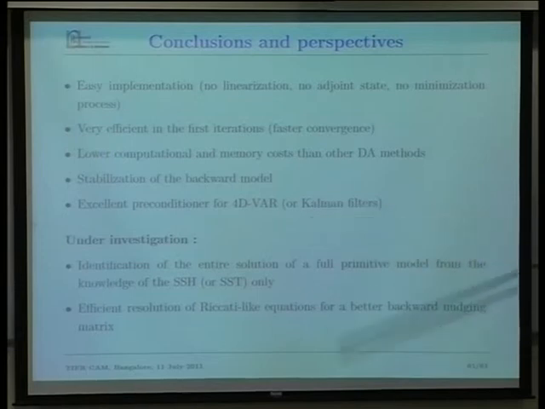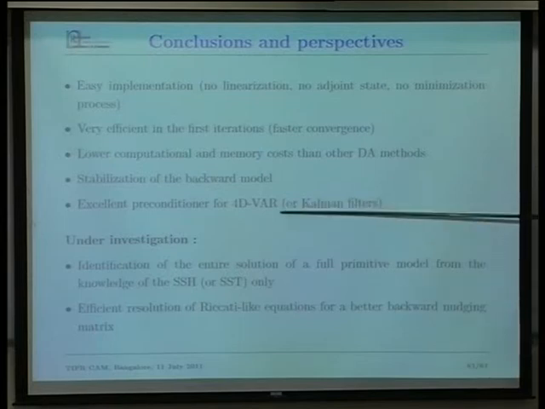And we have seen that probably you could perform a few iterations of BFN to improve the background state a lot before using a 4D-Var or Kalman filter. The idea is that the cost here is extremely small, and you can divide by 2, 3, or 5, maybe, the number of 4D-Var iterations afterwards to get the same result.